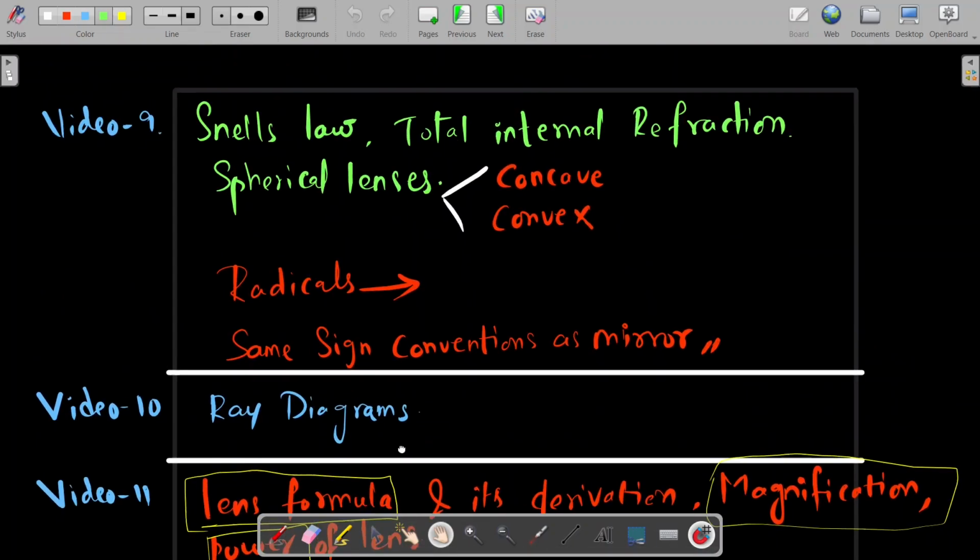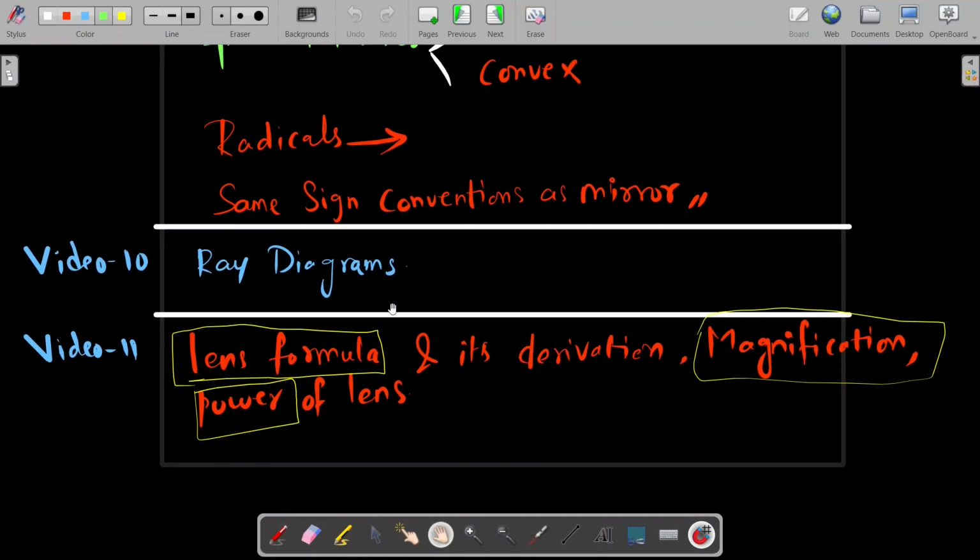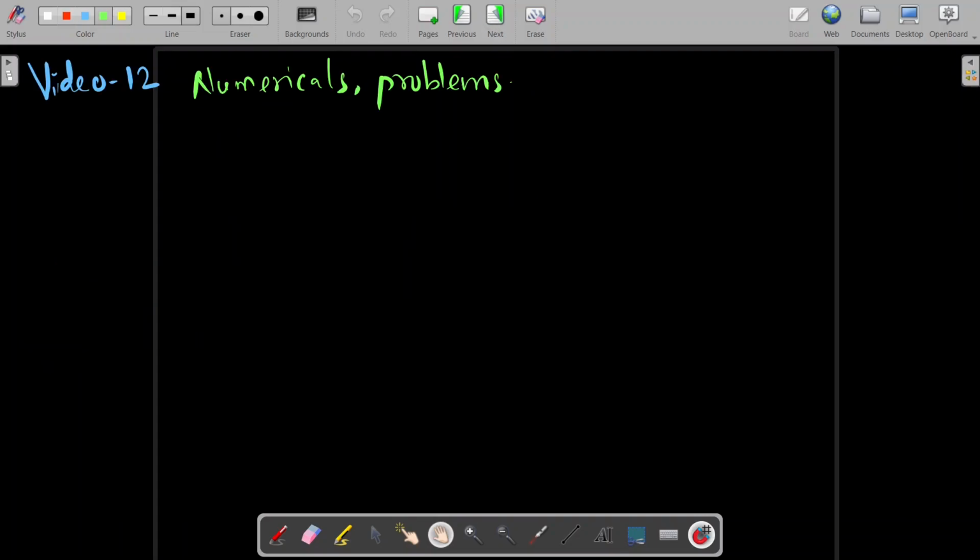Okay, and about Snell's law, total internal reflection, ray diagrams, and where there it is mirror formula and its derivation, right? In the same way, here we are going to learn the lens formula and its derivation. After that we will have our numericals and problems. This is the agenda we have. The first video is going to be what is light, right? So let's dive into the first video.